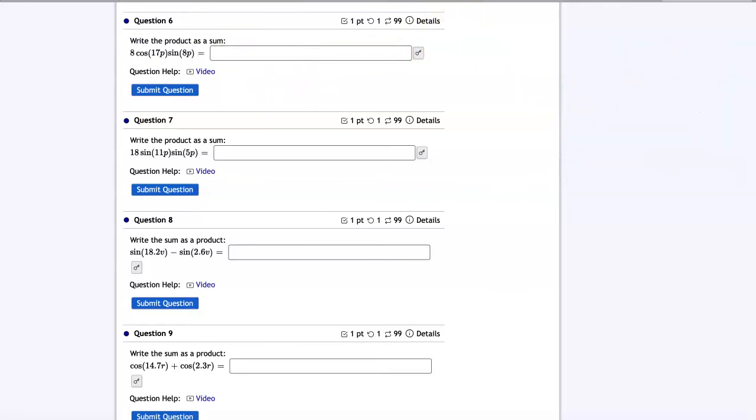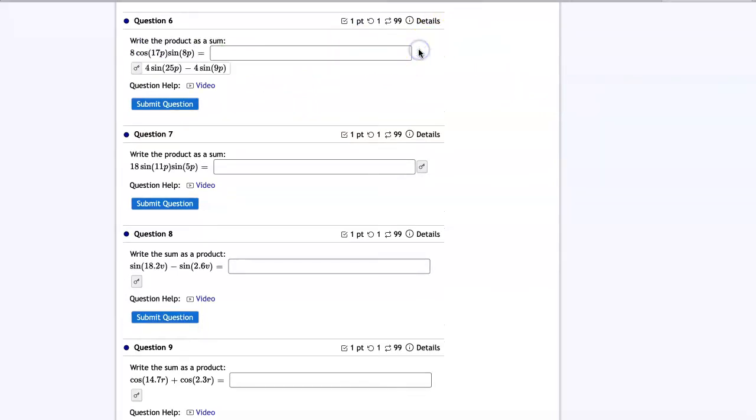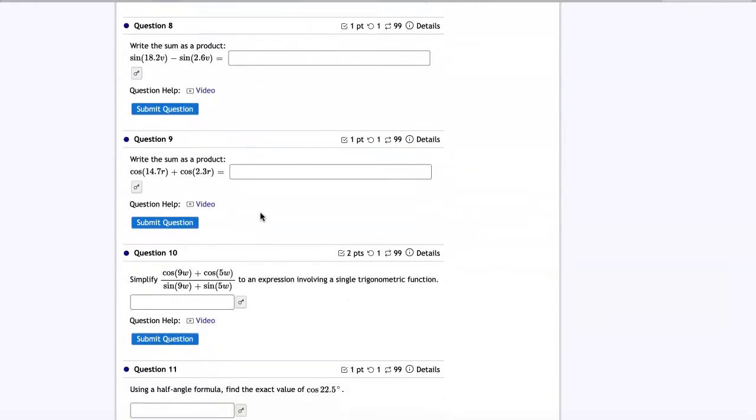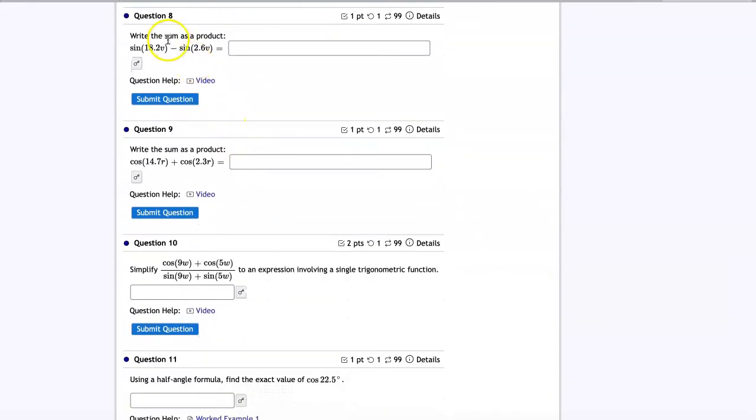Now let's see what this says here. 4 sine 25P minus 4 sine 9P. So that's how you do a problem like that. Okay, now let's scroll down to 8. Here we have a sum. It's okay if it's a difference, it's the same category.